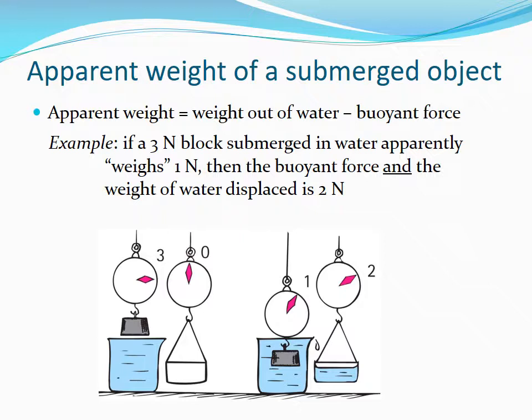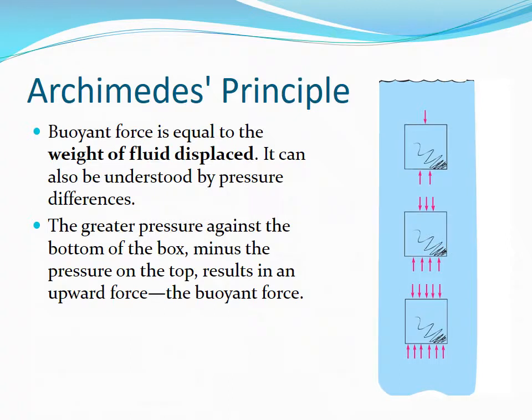If the 3 Newton block is submerged in water, it apparently weighs 1 Newton. Then the buoyant force and the weight of the water displaced is 2 Newtons. The buoyant force is equal to the weight of the fluid displaced.